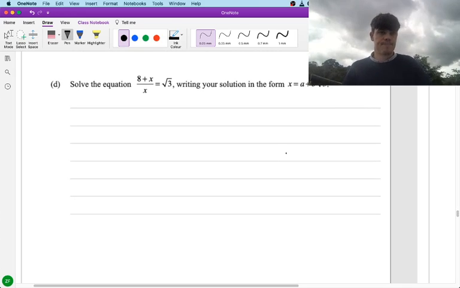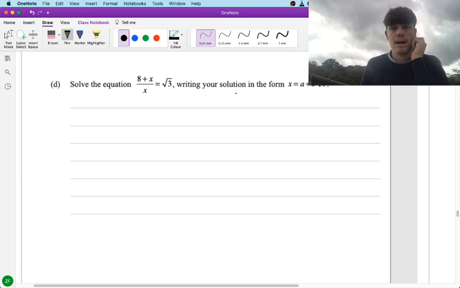Right, done. D. Solve the equation, writing it like that. Okay, I'll multiply by x first because we don't want something like that on the denominator. 8 plus x equals square root 3x. I love having this nib on my square root because then you know that the x isn't being rooted, which is very handy to know. I'm going to do all my x's together.